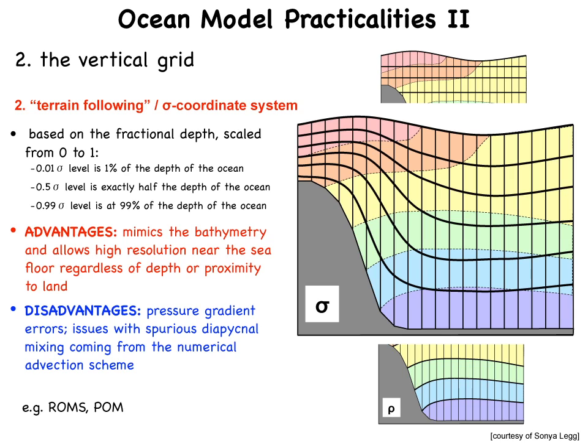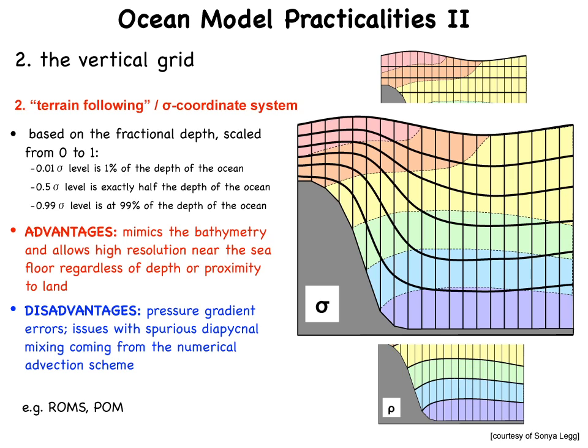So what this means is that if you're on the continental shelf and your water depth is, say, 100 meters, your 0.99 sigma level is 1 meter off the bottom. But out in the deep ocean, where your depth is 5,000 meters, your 0.99 sigma level is 50 meters off the bottom.